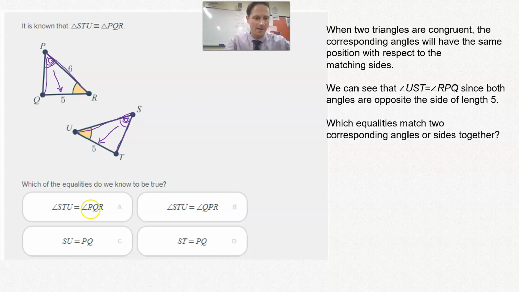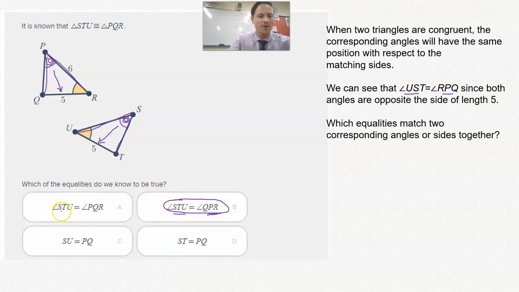UST, RPQ. Yep. Now, UST is the same as STU because the T is in the middle, and RPQ is the same as QPR because the P is in the middle. So that one is correct. Which equalities match two corresponding angles or sides together? So, I just circled the answer there.